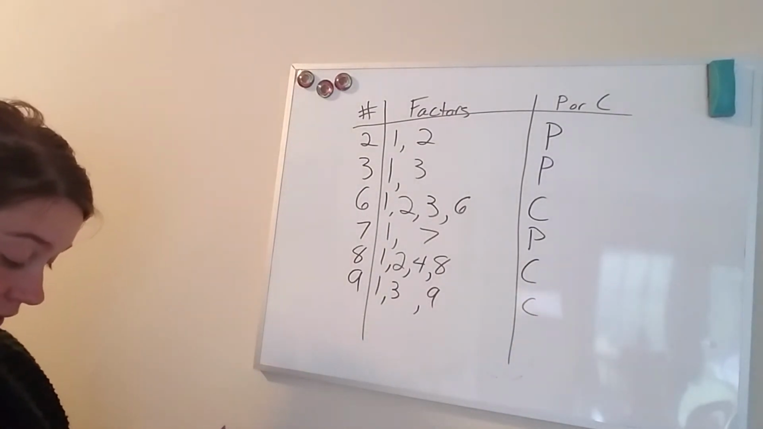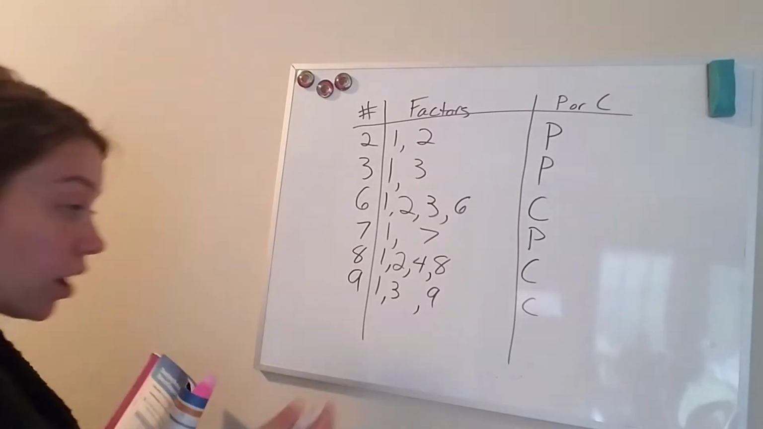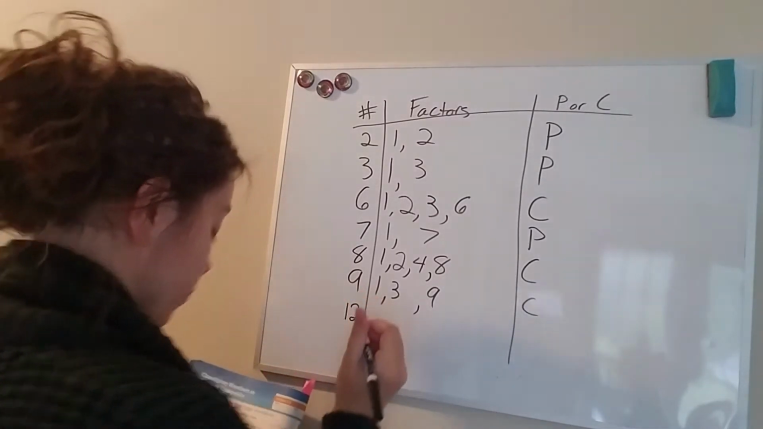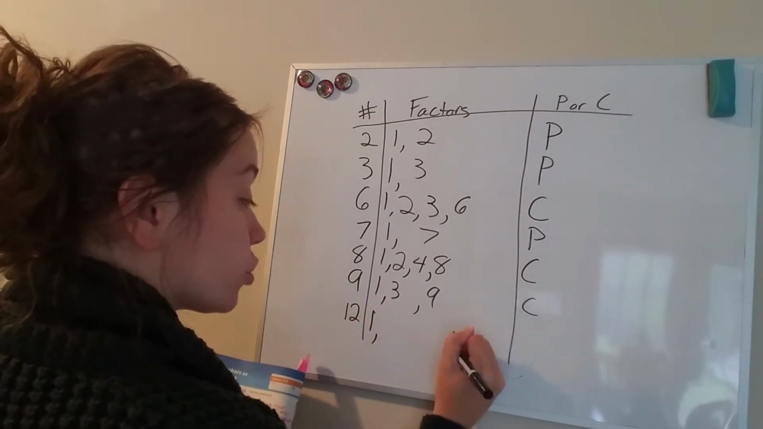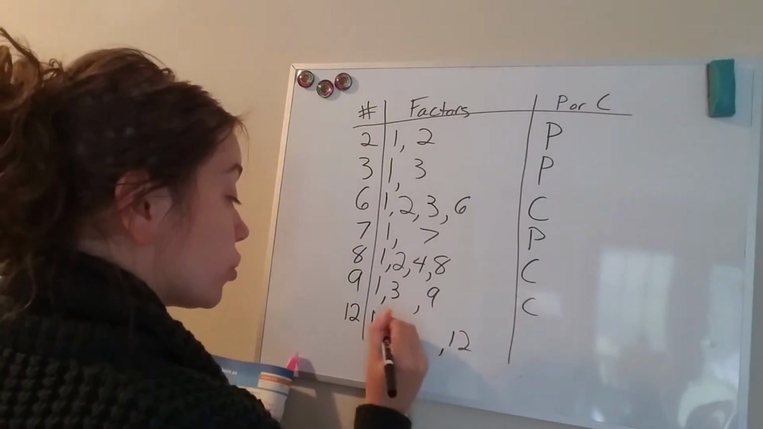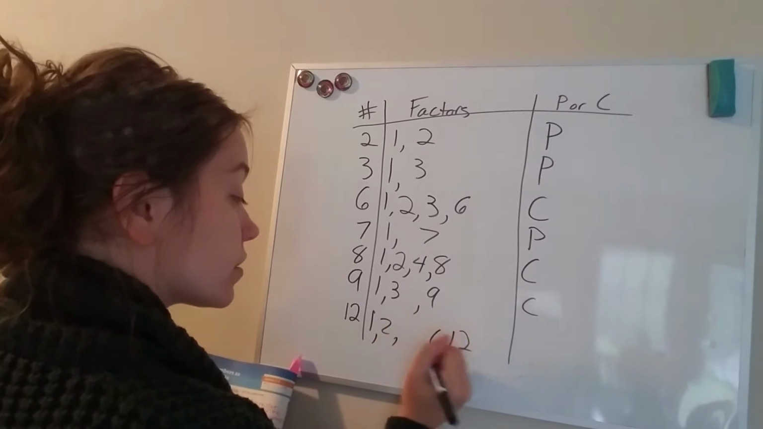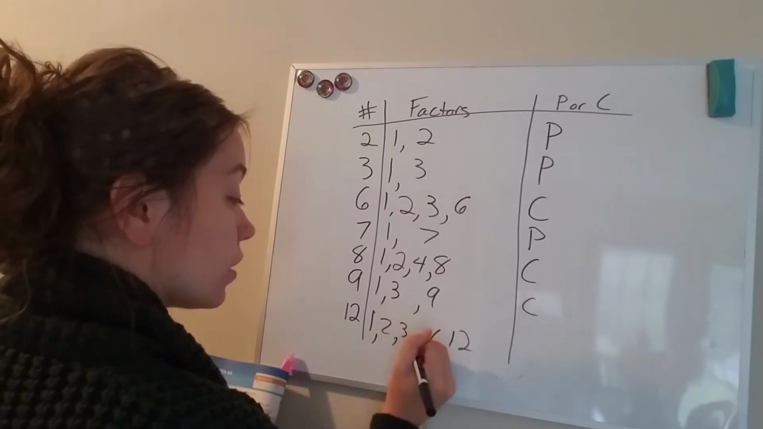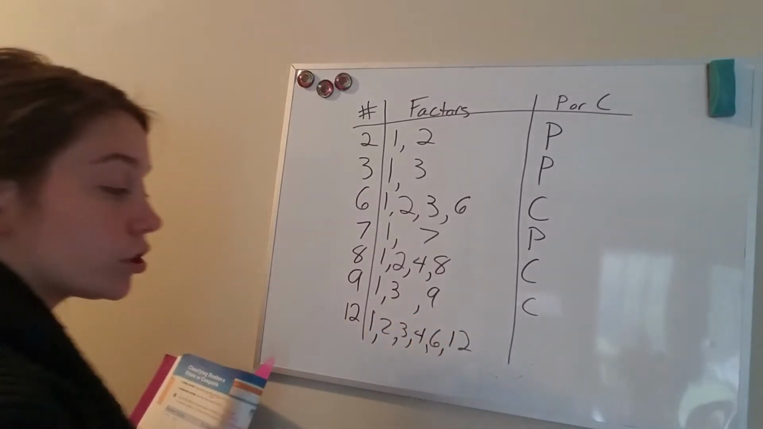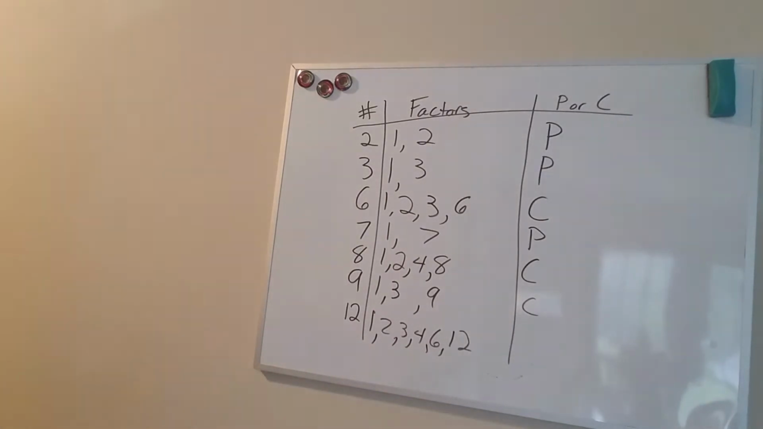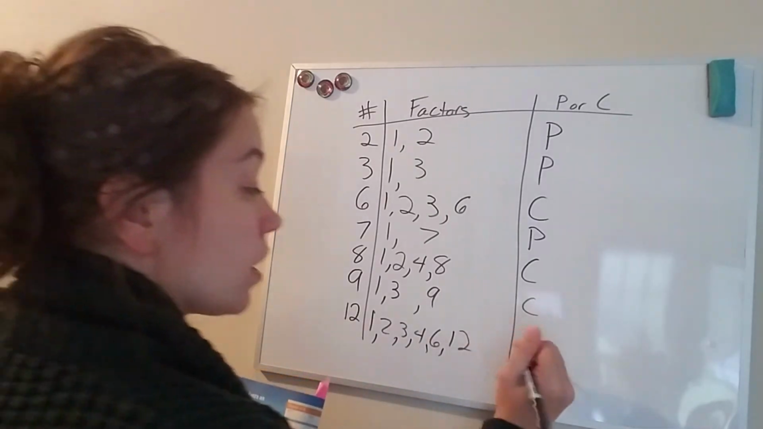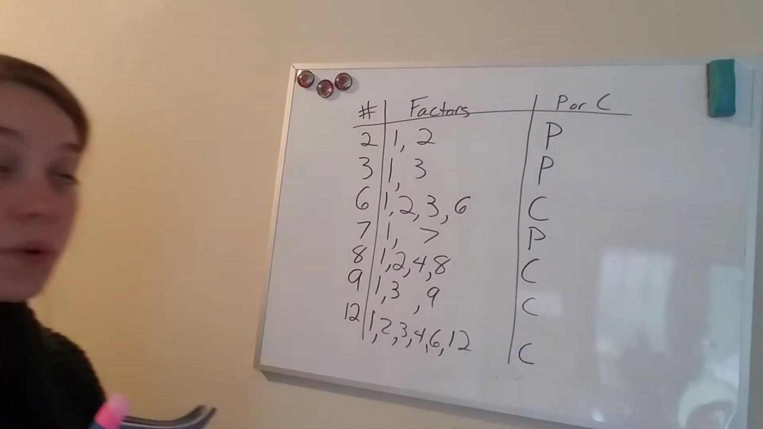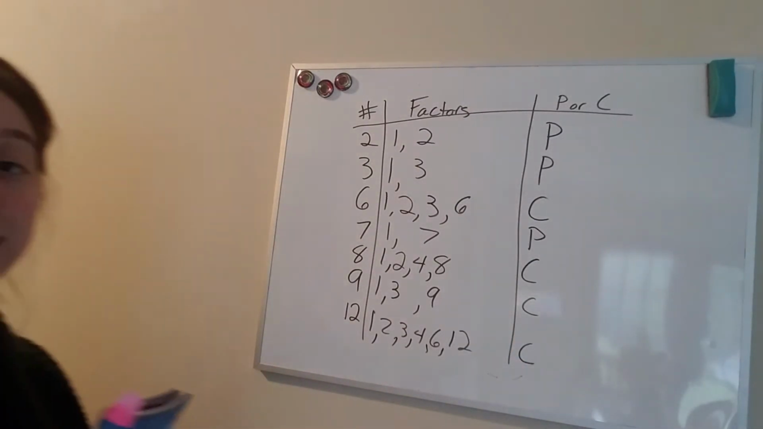They did 10 and 11 for us. Look at 12. 12, we have 1 and 12, 2 and 6, and 3 and 4. And then we reached our turnaround fact. Okay, we dealt with 12 yesterday in our video. 12 is a composite number. So again, take a minute, make sure you fill these in.